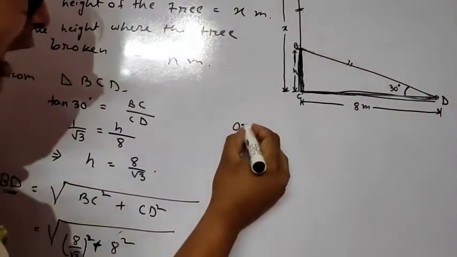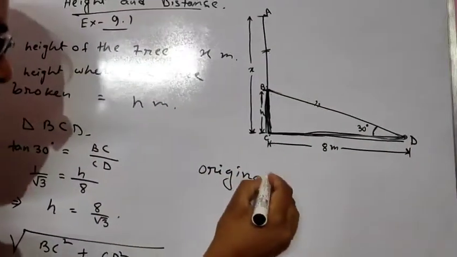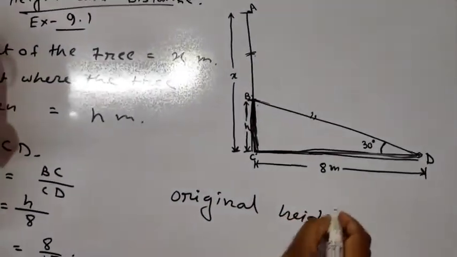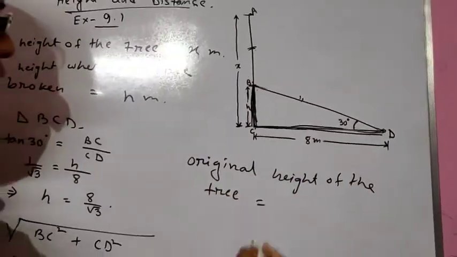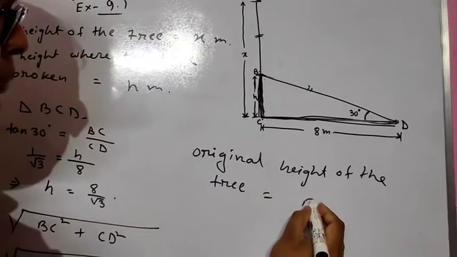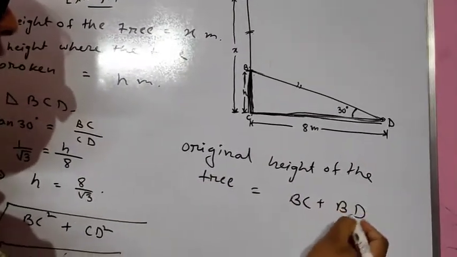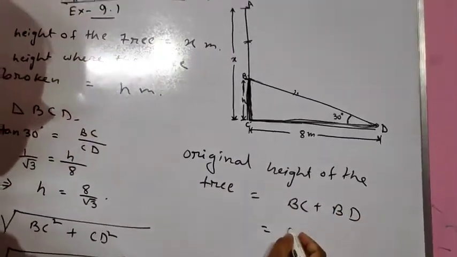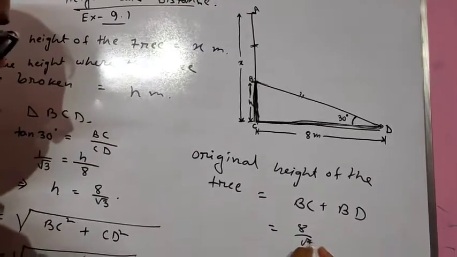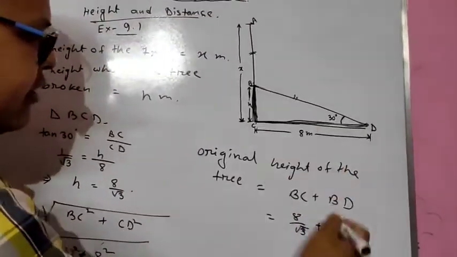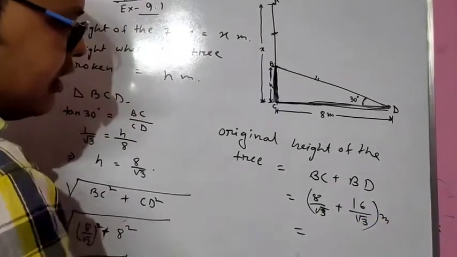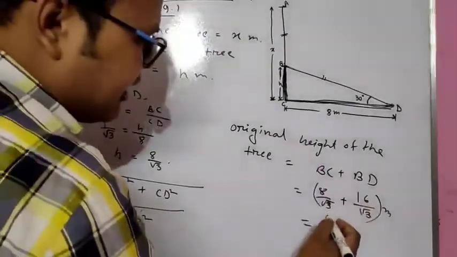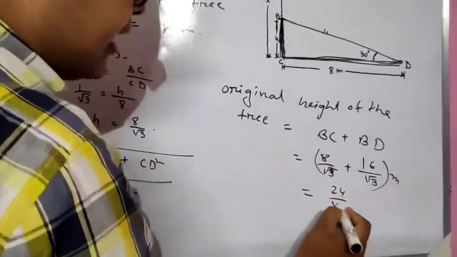So the original height of the tree is equal to BC plus BD. Now BC is 8 by root 3, which we have got, and BD we have got as 16 by root 3 meter. Okay, so if we add them, we are going to get 24 by root 3.